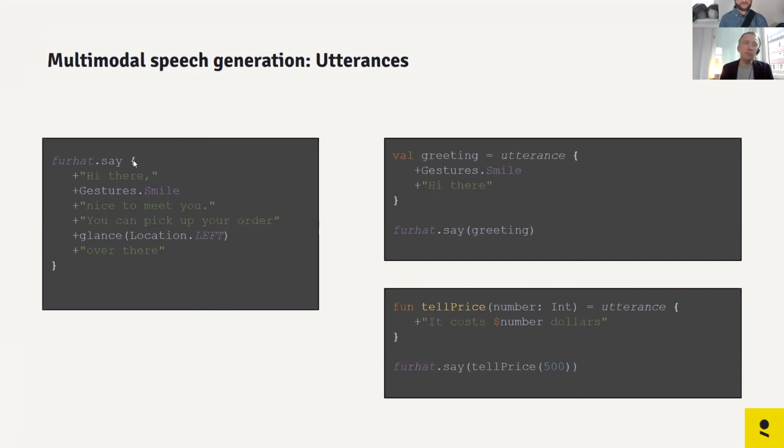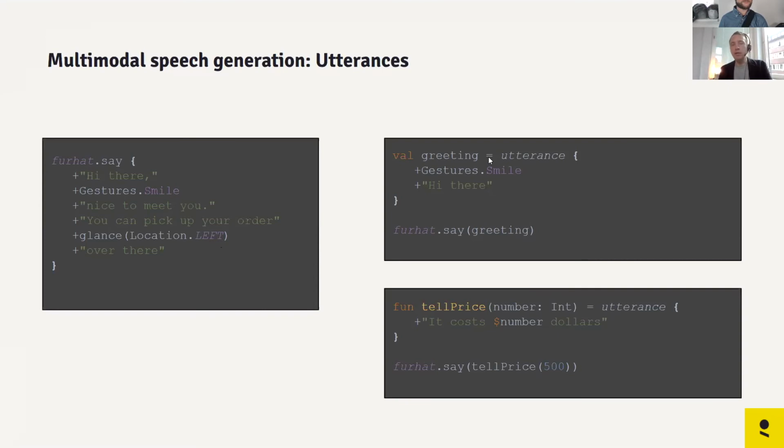So here, for example, we have Furhat say, and then we add items to this utterance. So we can say, hi there, and then at that point in time in the utterance, you want to do a smile, for example, and then say, nice to meet you. You can pick up your order, and we want to glance at the location and say, over there. So you synchronize all this in a very nice way.